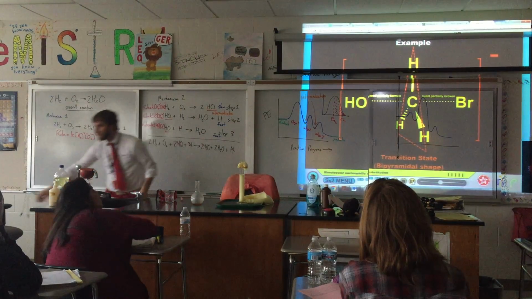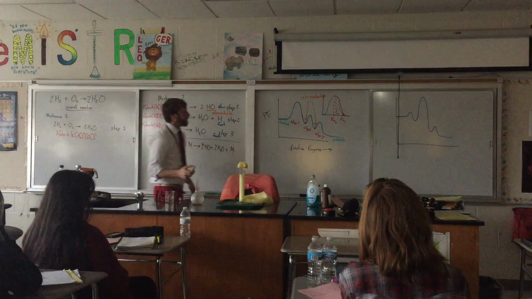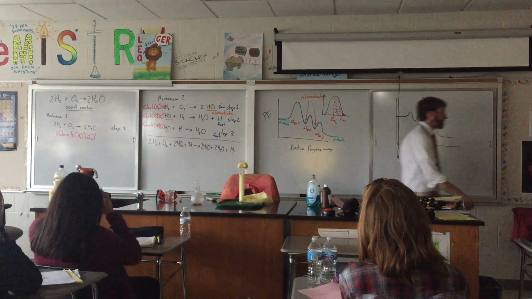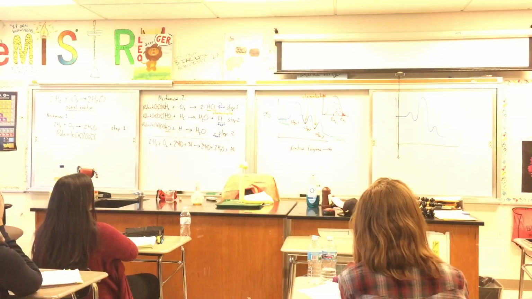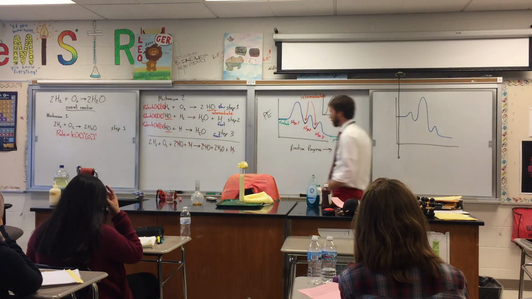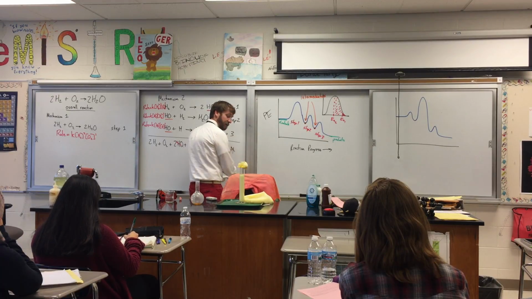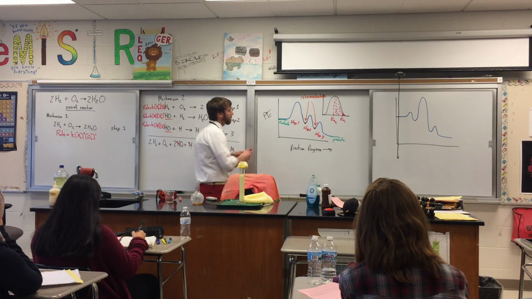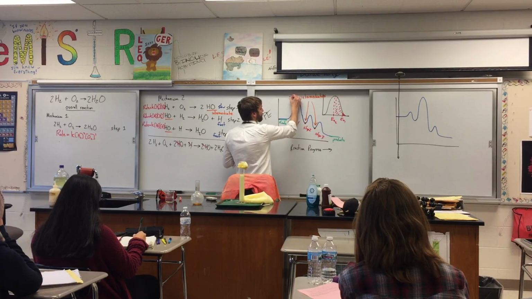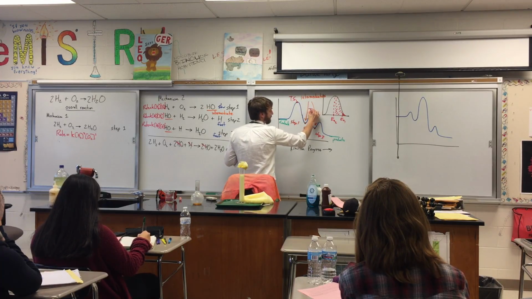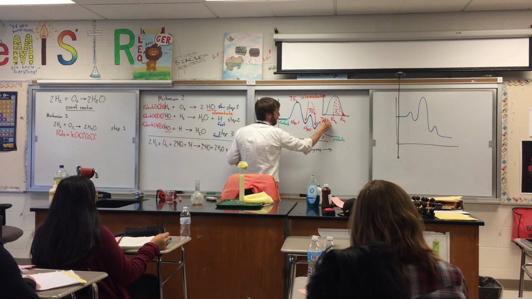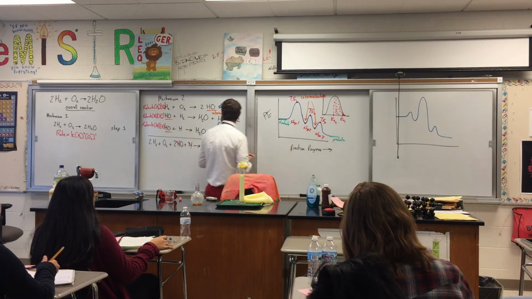And in this diagram here, we've got 3 steps. That means we have 3 transition states. Running out of colors here. So we've got transition state 1, transition state 2, transition state 3.